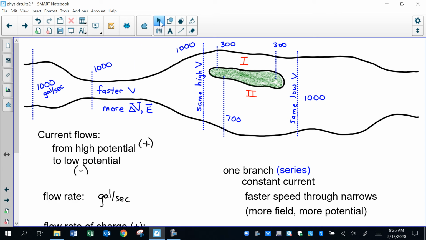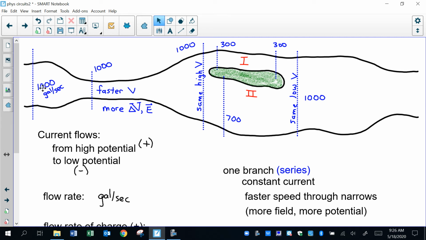So last week we began talking about circuits and electric current. And one of the analogies that I continually use is the analogy of flowing water. So if you recall, this right here was a river flowing from the left to the right. There's an island here where the river has to split up into branch number 1 and branch number 2.